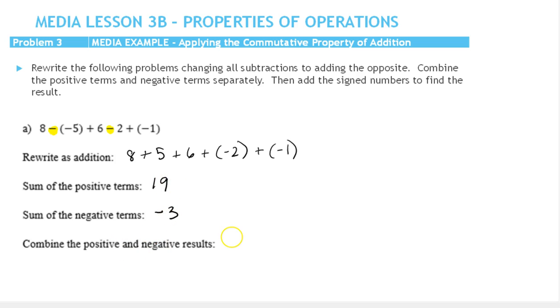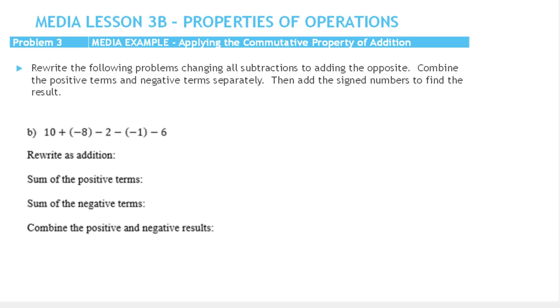Now we're going to combine them. 19 plus negative 3. Well, that's the same as 19 minus 3, which is 16. Let's look at one more. So here we have 10 plus negative 8 minus 2 minus negative 1 minus 6.